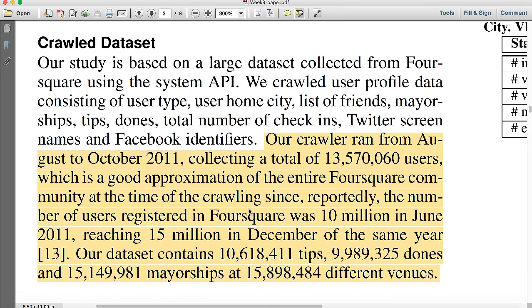Now let's look at the data set that was collected. The data set is about a total of 13 million users, collected from August to October 2011. It's almost close to the entire Foursquare in terms of the number of users that are using it. And the total data set contains 10 million tips.